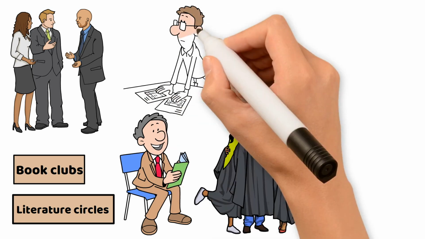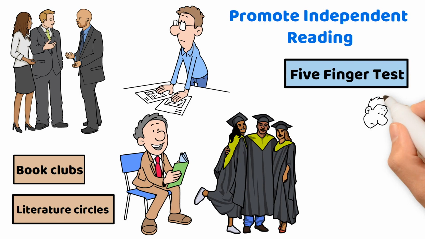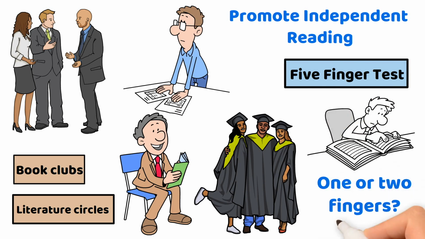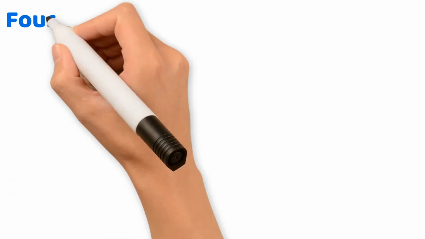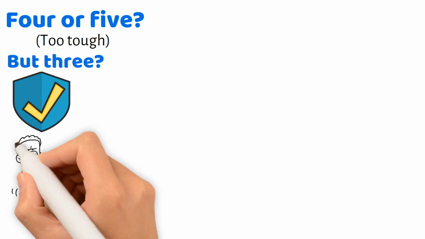These strategies not only enhance the love for reading, but also build a supportive community among your students. As teachers, we need to promote independent reading. Teach them the 5-finger test. Have them read a random page in a book, raising a finger for each unknown word. 1 or 2 fingers? Too easy. 4 or 5? Too tough. But 3? Just right.